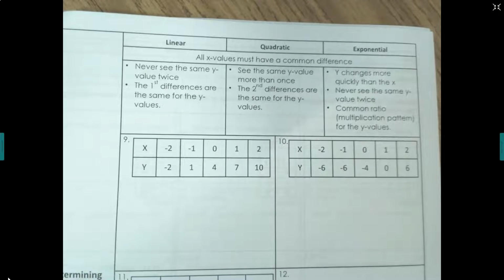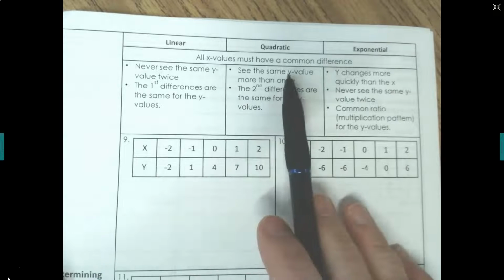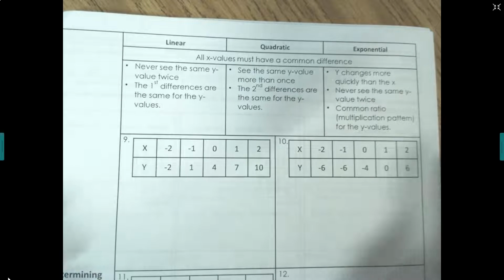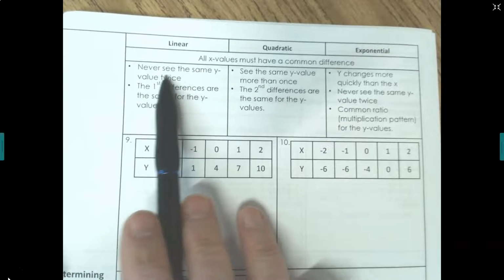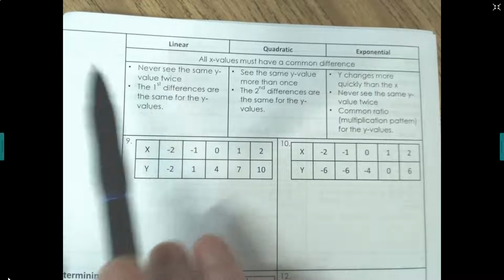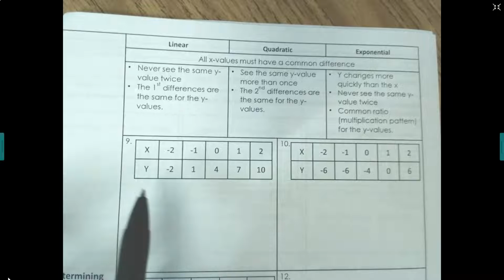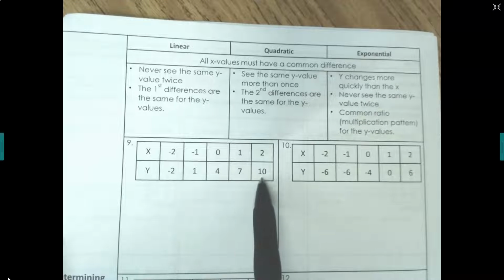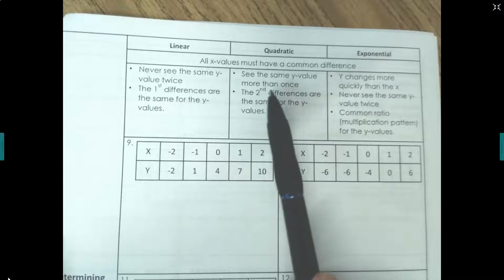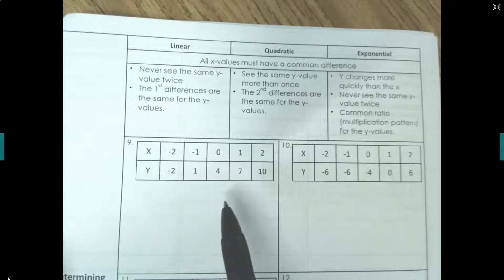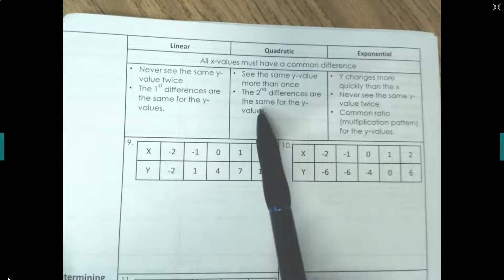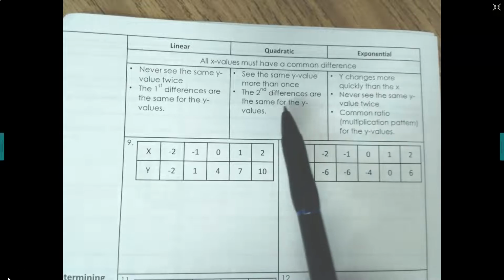We're going to now look at a table of values. So determining linear, quadratic, or exponential, all x values must have some sort of common difference. So if it's linear, you'll never see the same y value twice. And something called the first differences are the same for the y values. Okay, so we're going to be looking at the y values of these graphs and looking at the difference of each number. So in linear, the difference is the same each time. In quadratic, you may see the same y value happen again, and the second differences are the same. So we'll take a look at what that means in just a minute.